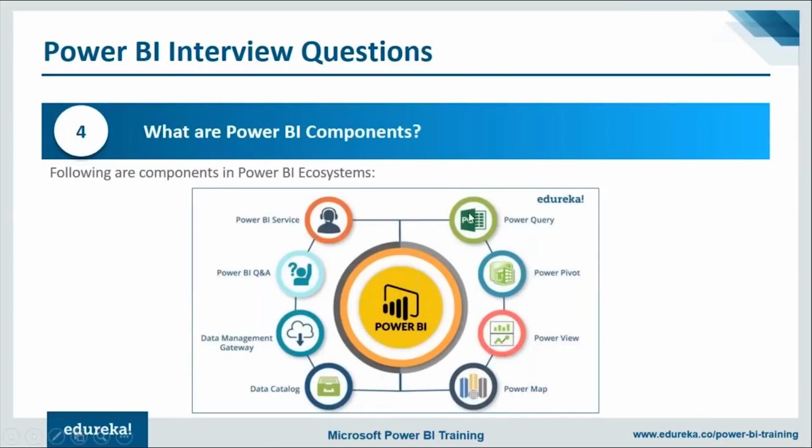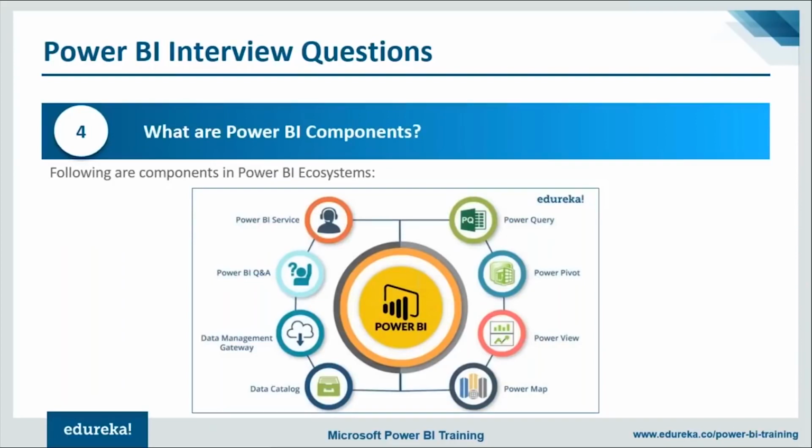You can see that it consists of Power Query, Power Pivot, Power View. These are obviously the add-in components. These are the Power components. Then you have Power Map, Data Management Gateway. Power BI Q&A is another revolutionary feature, natural language querying, which I'll talk about in a while. And finally, Power BI Service. Okay. So mainly theoretical. What I would suggest is just give them the names of these 8 components, and give them an idea of what each of these components means.